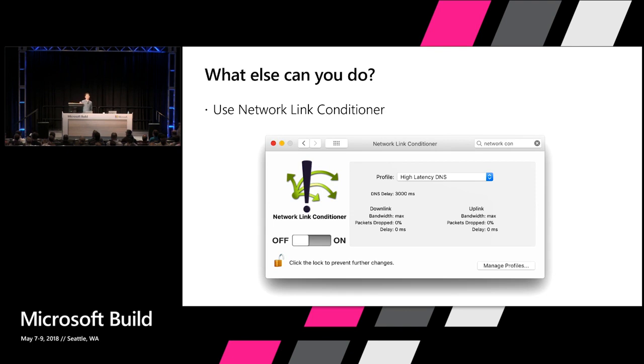You can use on the Mac this tool called the Network Link Conditioner. What it does is it's a firewall filter rule that will drop a lot of packets and simulate different network conditions. So people using edge networks, 3G networks, a terrible network, Wi-Fi at an airport, right? So you have all these profiles here. You can see it there. I have the high latency DNS.